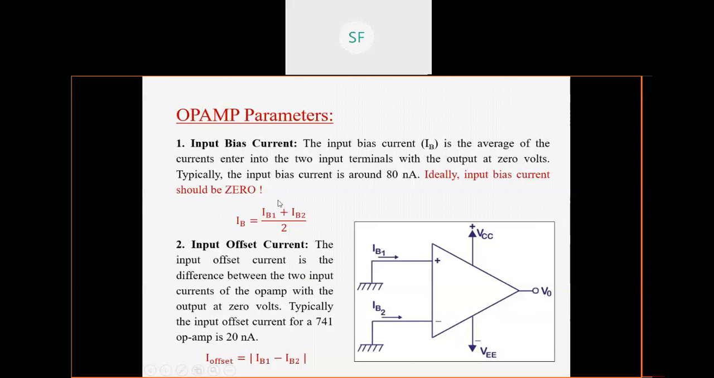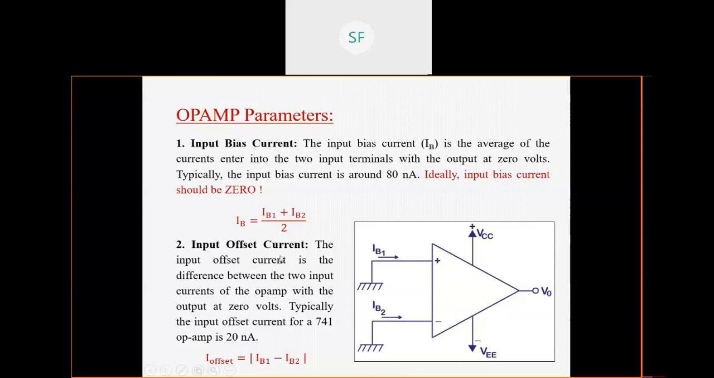Input bias current is the average of IB1 and IB2, that is, (IB1 + IB2) divided by 2. Whenever no signal is applied, there will still be some minute current flowing through this op amp. Ideally this current should be zero, but practically around 80 nanoampere of current is found. It is present there, but ideally it should be zero.